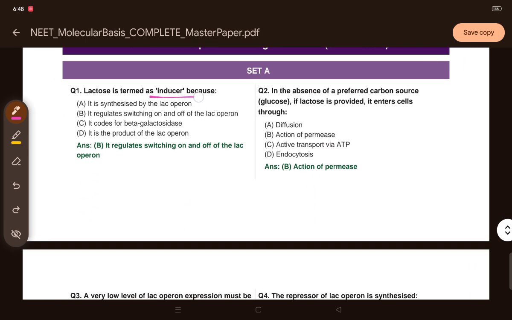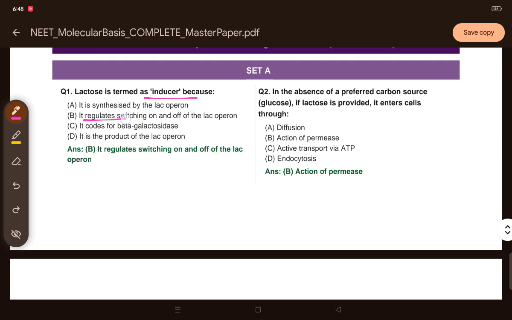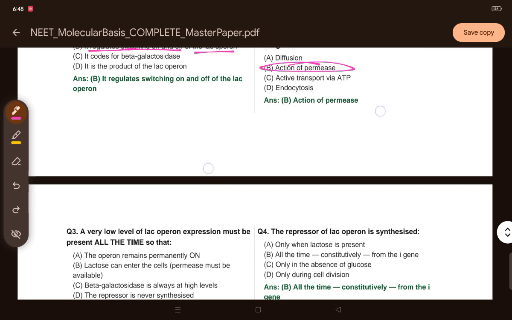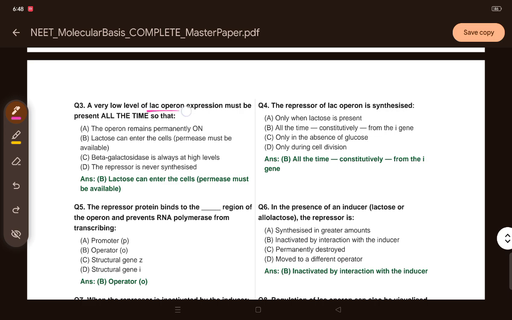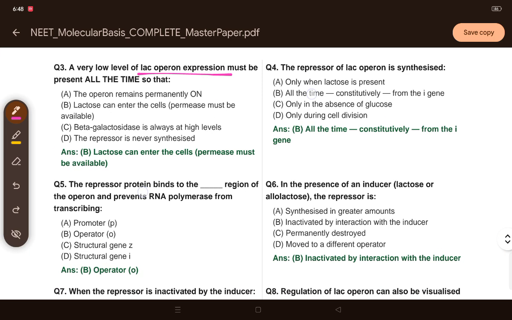Lactose is termed an inducer because it regulates switching on and off of the lac operon. In the absence of a preferred carbon source, if lactose is provided, it enters cells through the action of permease. A very low level of lac operon expression must be present all the time so that lactose can enter the cell. Permease must be available.